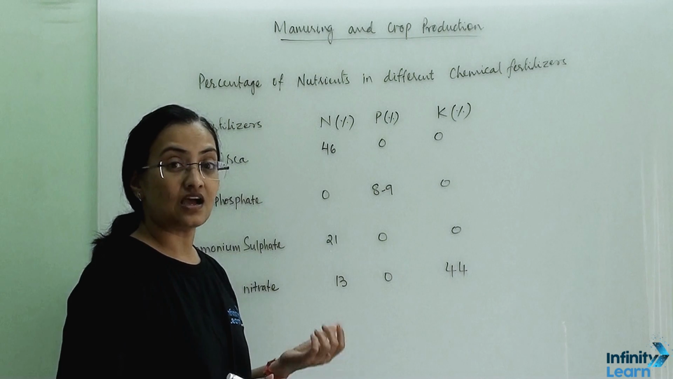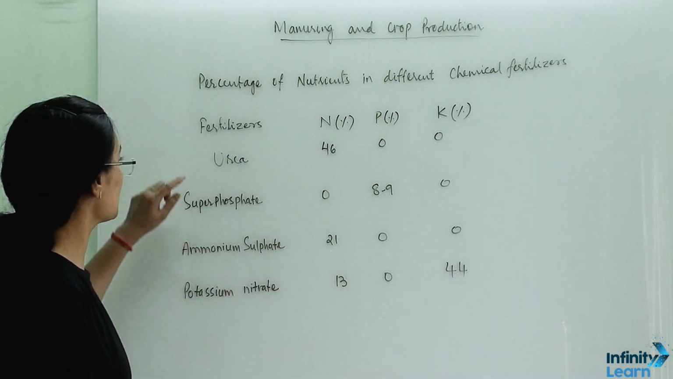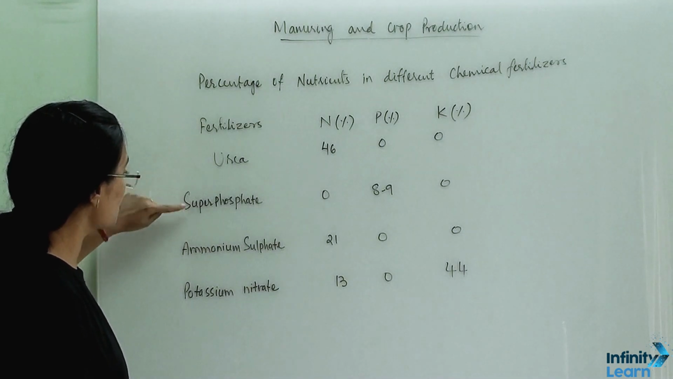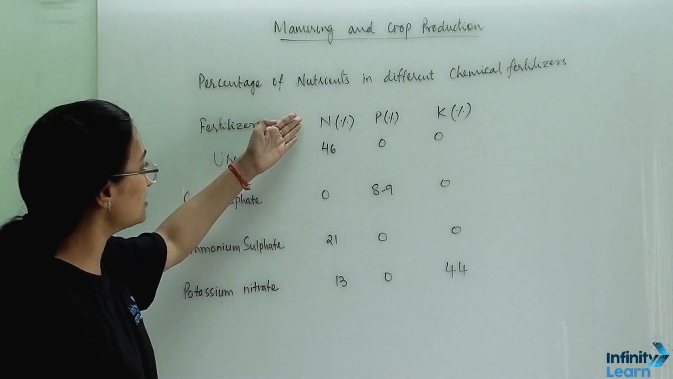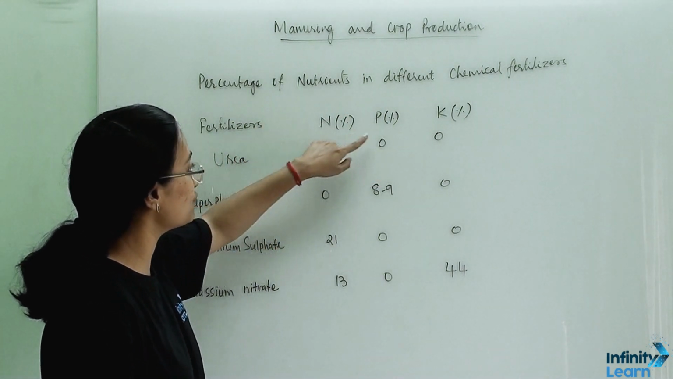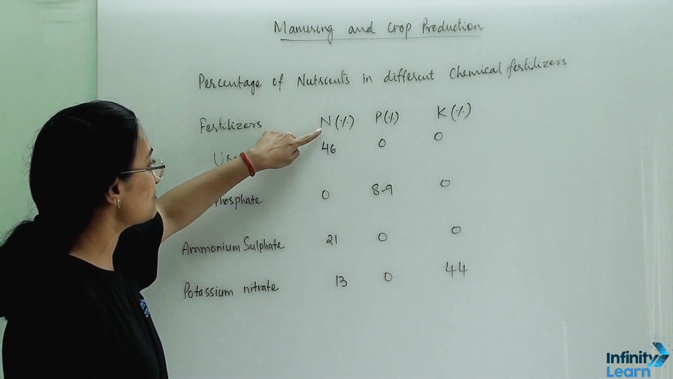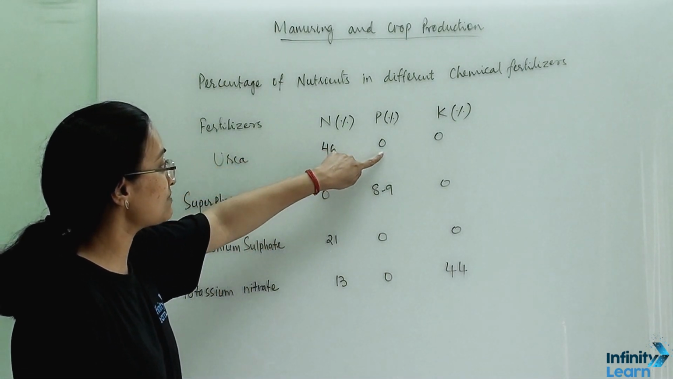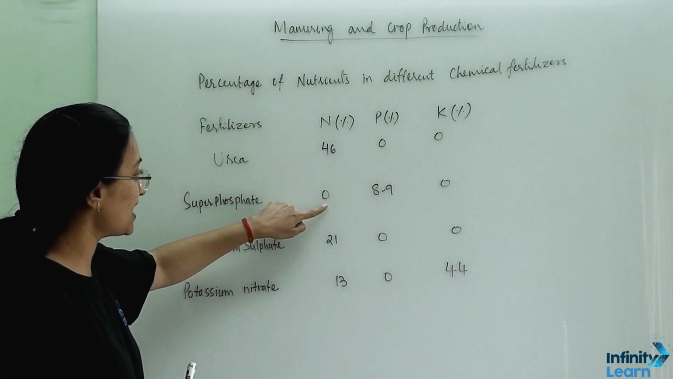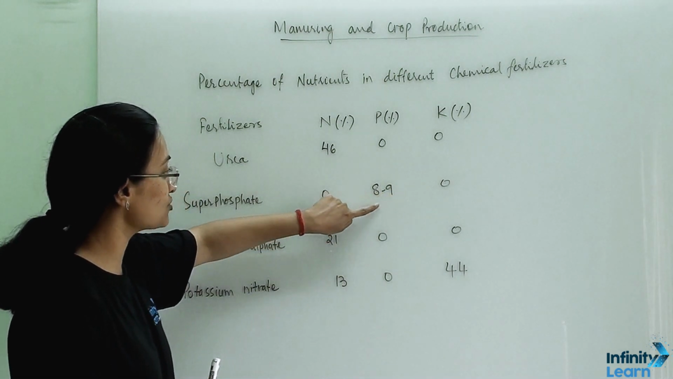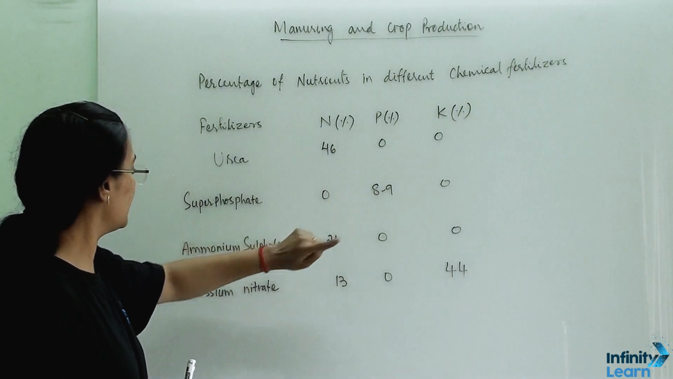So now let us see how chemical fertilizers vary in terms of percentage composition. We have taken the fertilizers urea, superphosphate, ammonium sulfate and potassium nitrate, and we will see the different percentages of nitrogen, phosphorus and potassium in them. For urea there will be 46% nitrogen, but there will be an absence of phosphorus and potassium. In superphosphate there will be no nitrogen and no potassium, only phosphorus, and that too 8 to 9% phosphorus.